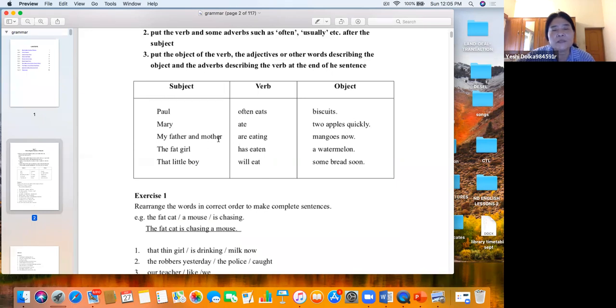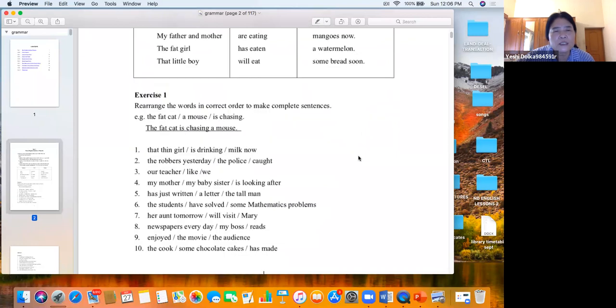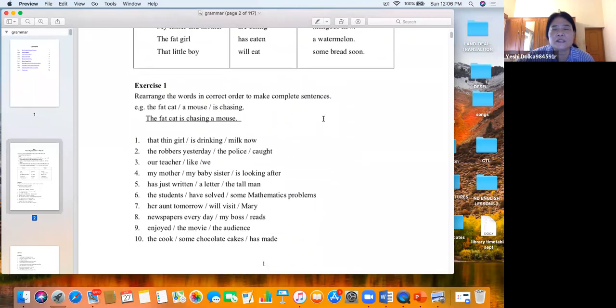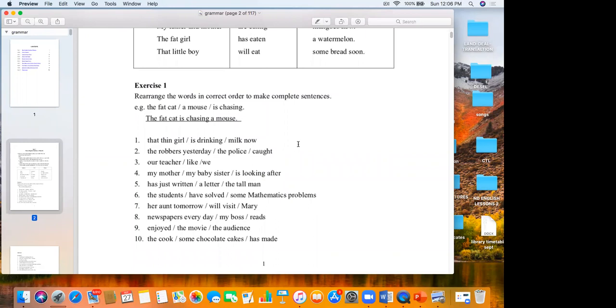My father and mother are eating mangoes now. Adverb. The fat girl has eaten a watermelon. The little boy will eat some bread soon. So now if you look at this exercise, we're just revising this. Subject, verb, object, all right? Let's see if you can do it.